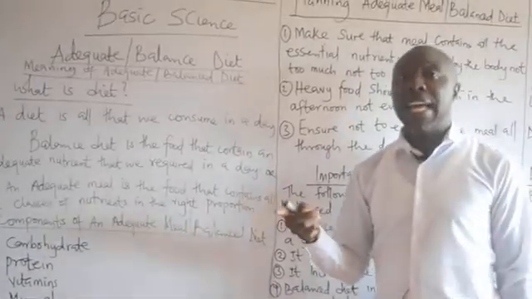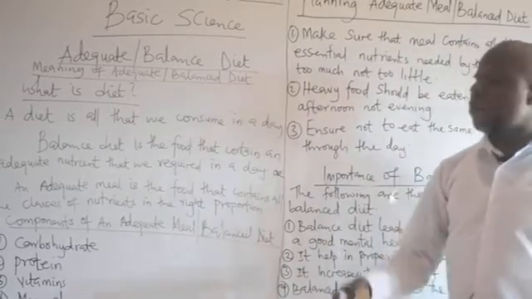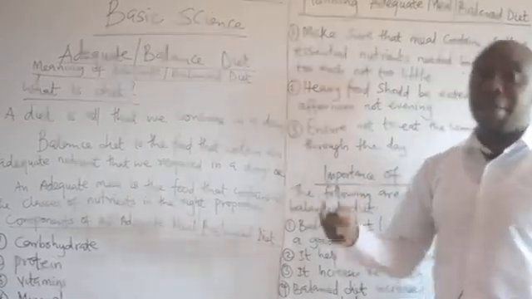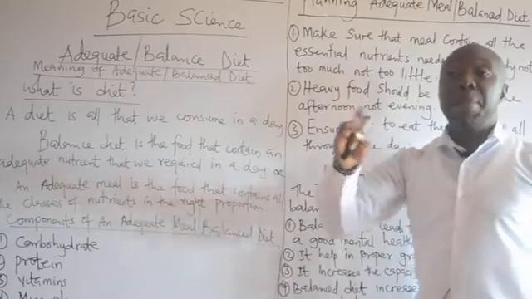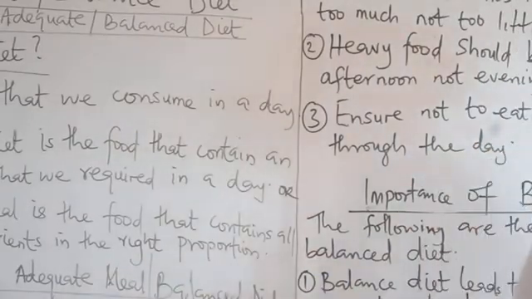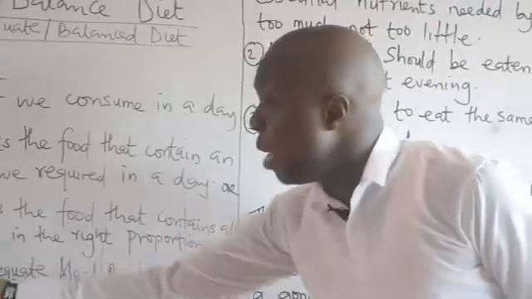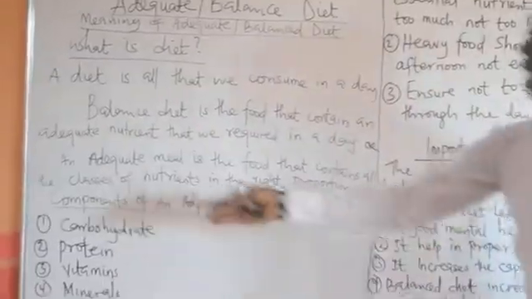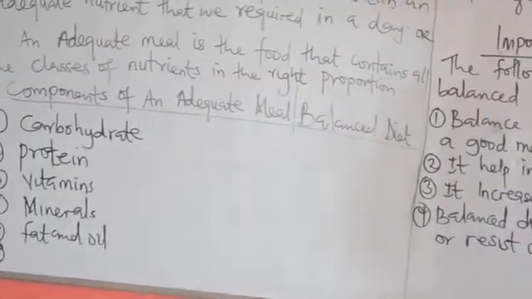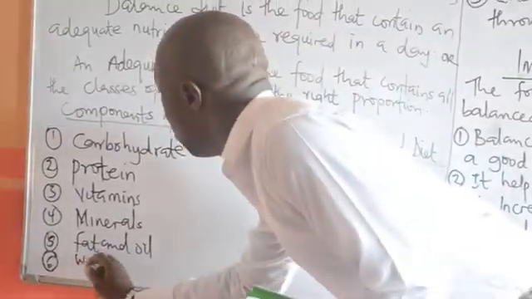We're talking about an adequate diet. An adequate diet simply means the food that contains all the classes of nutrients in the right proportions. That is, that particular meal that at times your mommy at home will prepare, and it will contain almost all the 6 classes of foods. And what are the 6 classes of food? We have components of an adequate diet. We have carbohydrates, proteins, vitamins, mineral, fat and oil, and water.